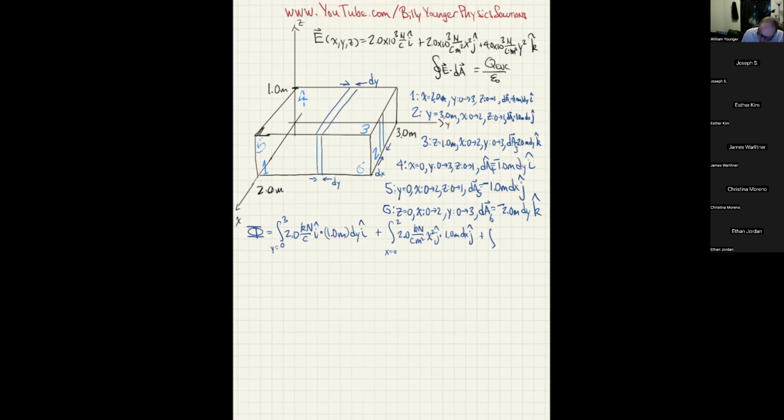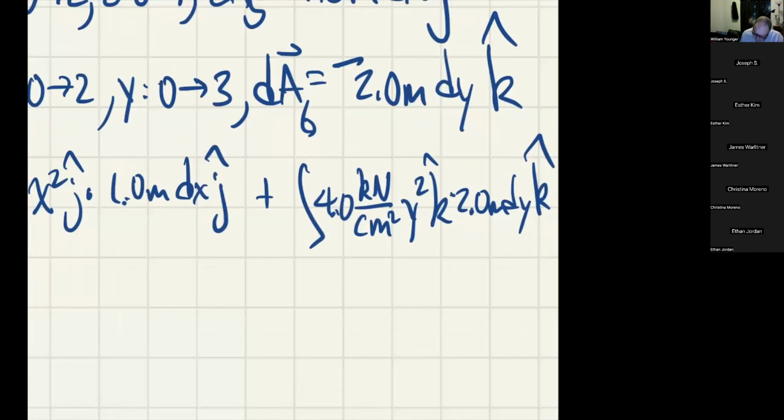Okay, so now I've got to have my k component, which is 4.0. And this again would be kilonewtons per coulomb meter squared. The dependence is y squared. It's going to point in the k hat direction, and it's going to be dotted with 2.0 meters dy k hat. Very, very small. Let me show you what it is. Again, when you get the actual document, you can look at it again. This is the actual dot product right there. That's 2.0 meters dy k hat times that.